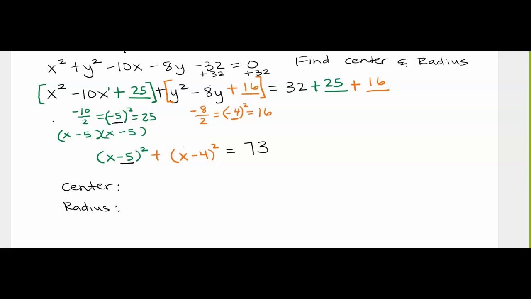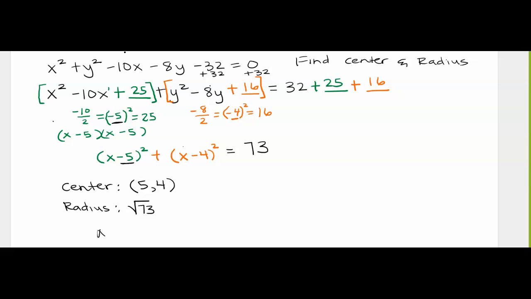So the center is going to be the opposites, so 5 comma positive 4. Right, so positive 5 and positive 4. And then my radius isn't 73, it's the square root of 73. And sometimes it will ask you to give a decimal approximation. Sometimes it will just want you to leave it in radical form.